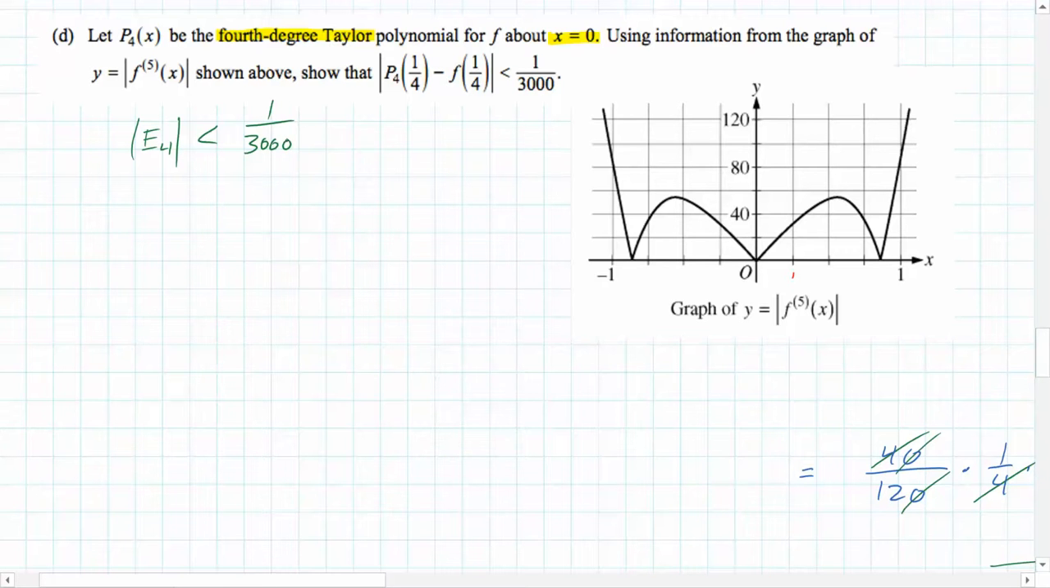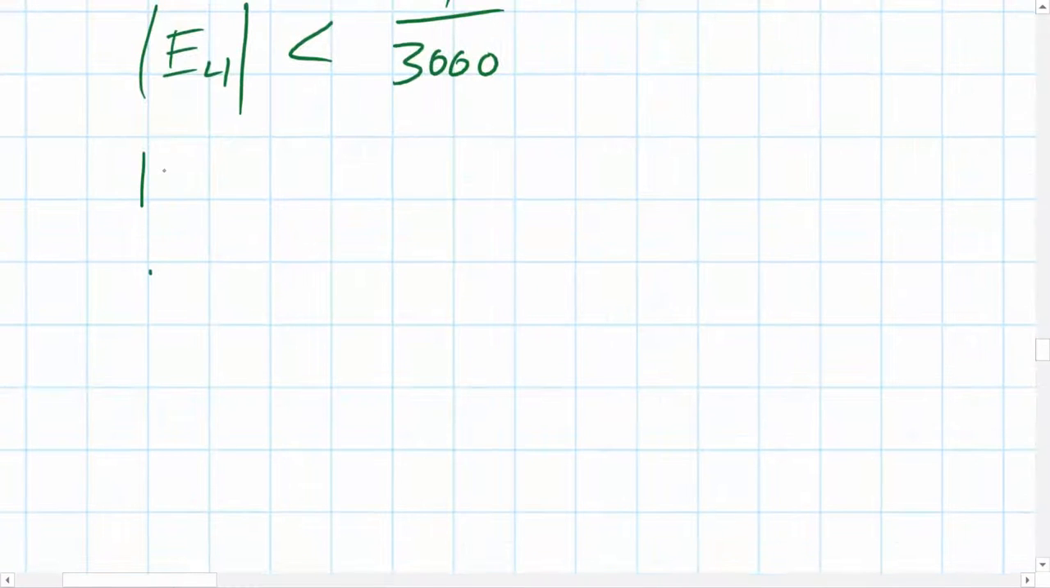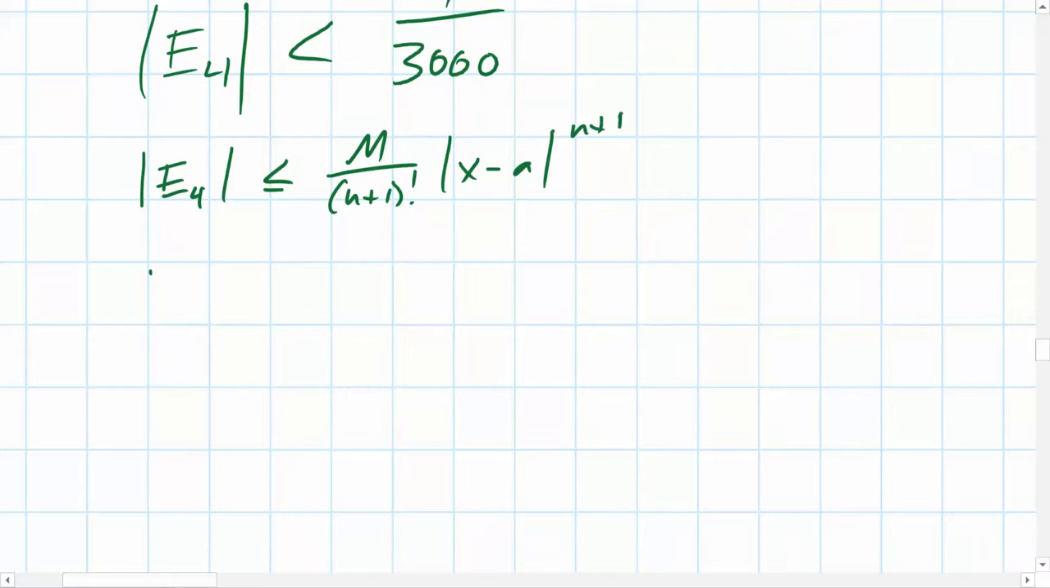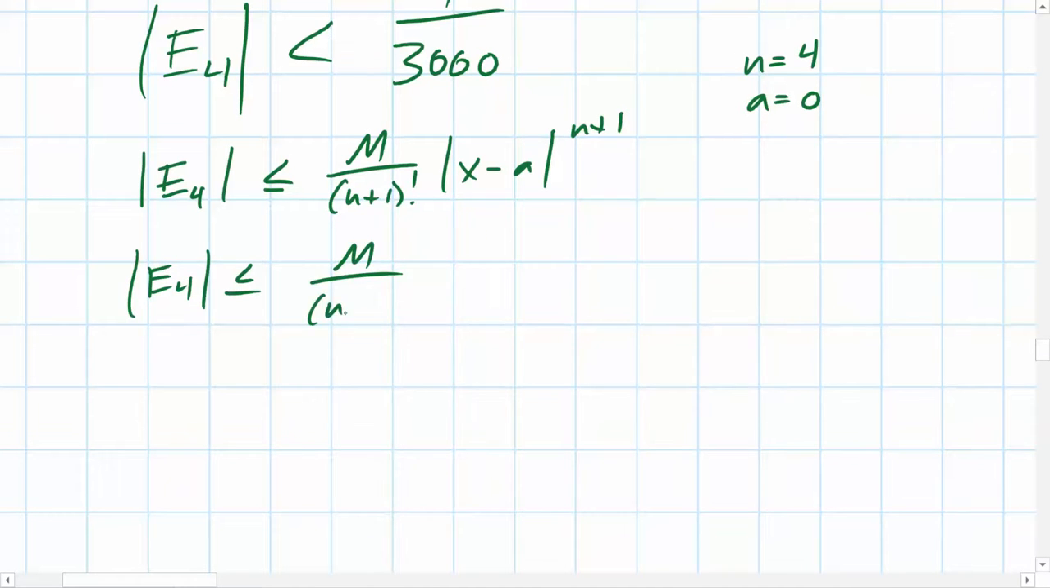Do we have an expression for E4? We know from all of the work we've done that E4 has to be less than or equal to what? M over, yeah, it's going to be n plus 1 factorial times x minus a to the n plus 1, correct? In this case, n was 4, and a was going to be 0. It's centered around 0. So we know that the absolute value of E4 is going to be less than or equal to M over, not n, it's now 5 factorial, x to the what?